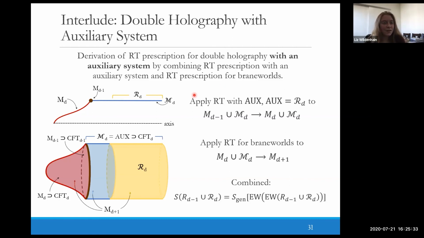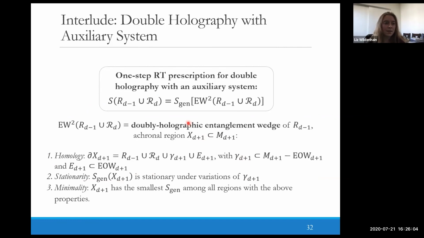So between the first level and the second level, because we now have an auxiliary system, we apply the RT prescription with an auxiliary system, and we just select the auxiliary system to be our region script R D. And then from the second level to the third level, we apply the RT prescription for brane worlds and then combine them to give us, again, what looks to be a two-step minimization procedure. But again, we can show that it is just a one-step minimization procedure, which gives us this prescription that again looks very similar. We're computing the entropy of a region in the D minus one dimensional CFT and a region in the auxiliary system. And we do so by finding the doubly holographic entanglement wedge and computing its generalized entropy. And again, this prescription requires the doubly holographic entanglement wedge to follow its own version of the three conditions, the homology, stationarity, and minimality conditions.